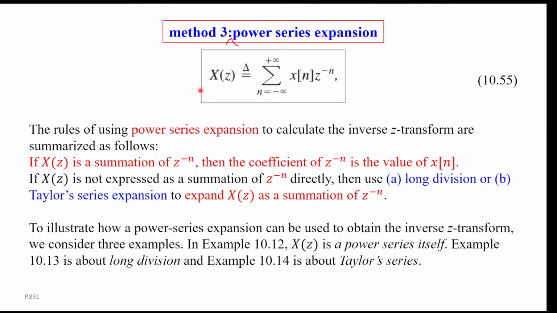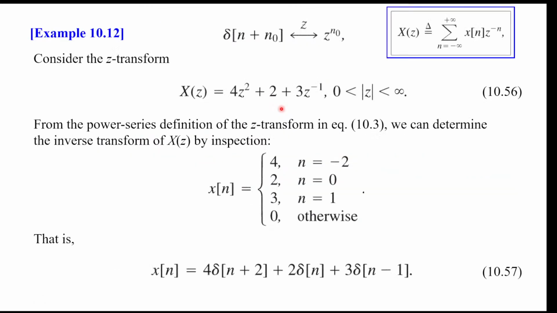So if our X of z is already in this form, then we can just look at this and read off the corresponding x of n. Okay. So if our x of z is already in this form, then we can just read from it what the x of n is, and if it's not, then we can try to express it into this form and get the x of n from this expression. Okay. So let's see some examples of this.